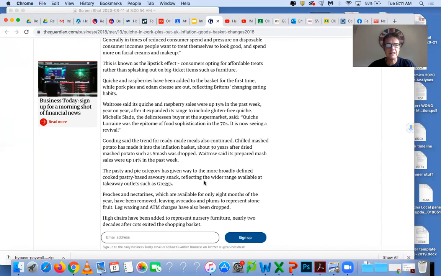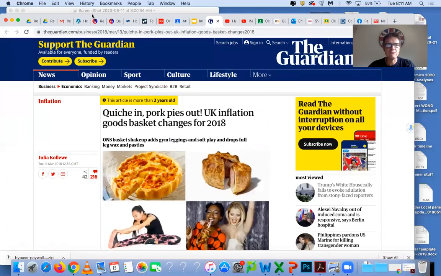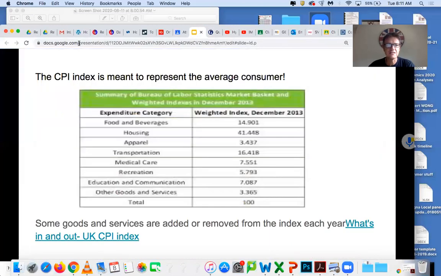Pasty and pie categories have given way to more broadly defined cooked pastry and pasty snacks. So all somewhat vague, but broadly just representing general changes in consumer patterns and trends.